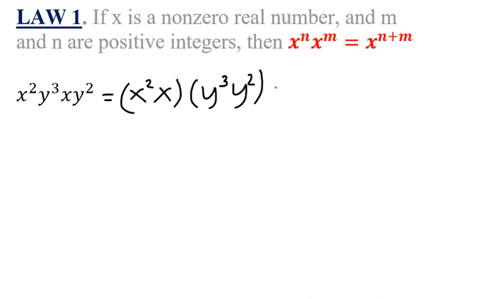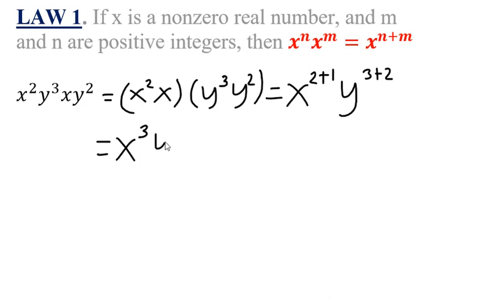Then, pag-addin natin yung exponent ng x: 2, tapos yung walang exponent, automatic may 1 doon, plus 1. Then sa y, 3 plus 2. And that is equal to x raised to 2 plus 1 is 3. And then yung y, 3 plus 2, 5. So, ang sagot is x cubed y raised to 5.